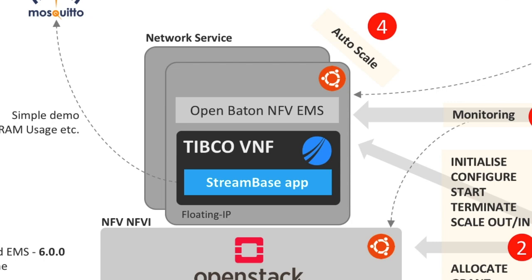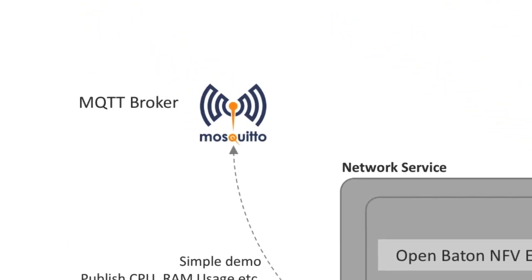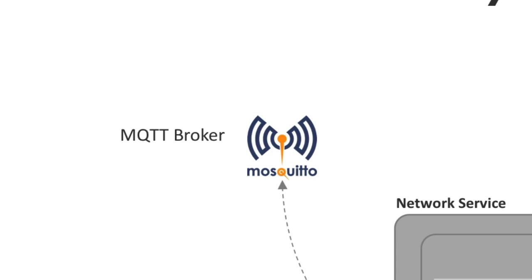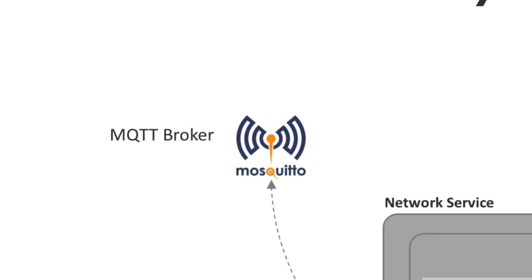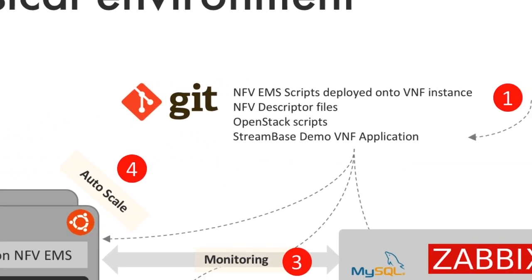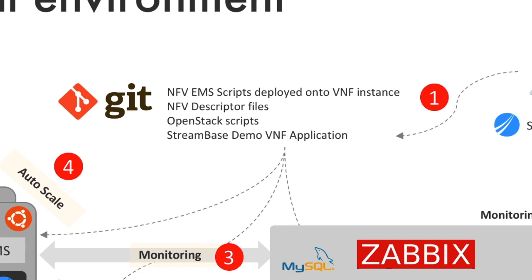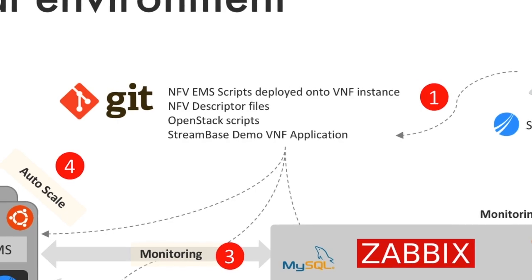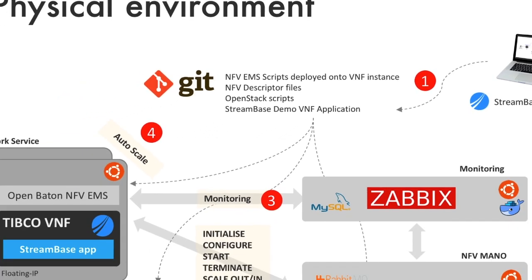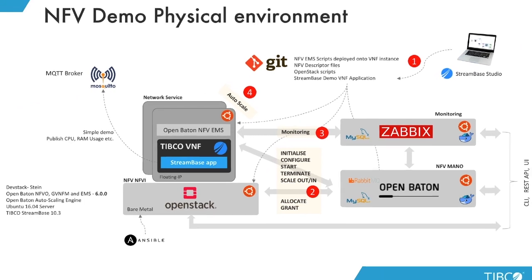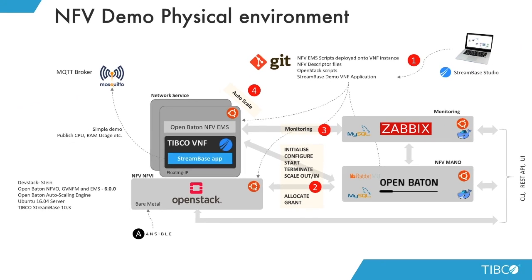As part of the demo, we connect to an MQTT broker, and we'll see why this is later. In addition, we're using GitHub to store our VNF application, various element manager scripts, and NFV descriptor files, which will be cloned during VNF installation and startup time. And all of the runtime servers are using Ubuntu 16.04 operating system.